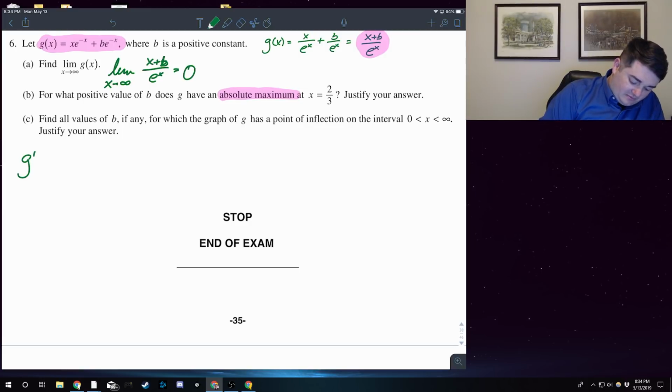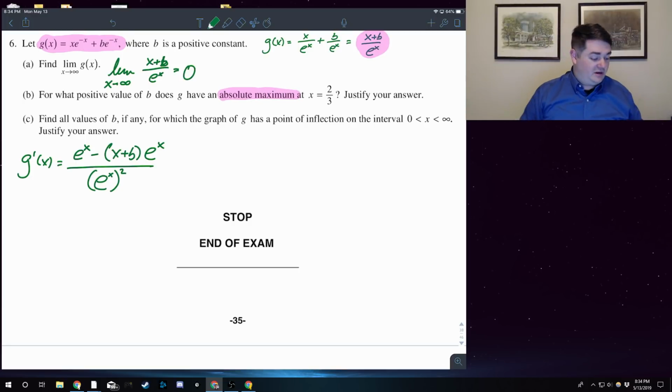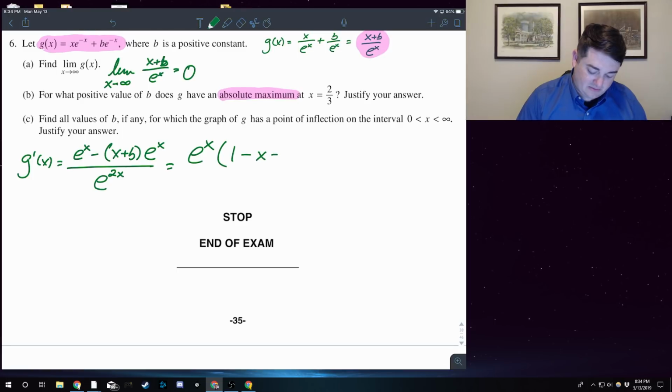So g prime of x equals the derivative of the top, which is 1, times the bottom, e to the x, minus x plus b times e to the x, over e to the x squared. And quick note, e to the x squared, power to a power, I can write that as e to the 2x. Okay. And to clean this up a little bit more even, I've got e to the x times 1 minus x minus b, over e to the 2x.